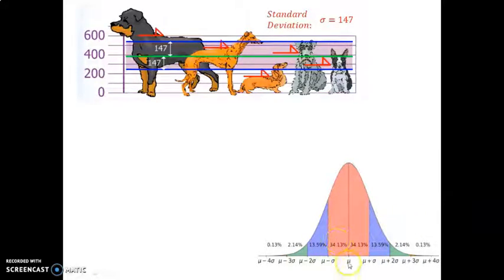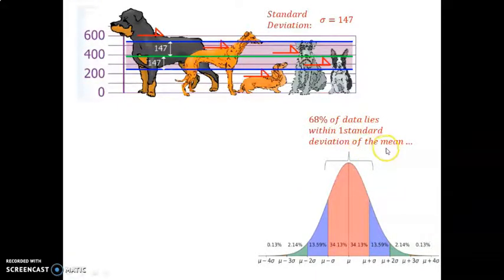First of all, if you go one standard deviation from the mean, so one down or one above, you can see is 34 plus 34. About 68% of the data is within one standard deviation of the mean. So back in our dog example, we can apply that as well, but let's show that here. So again, 68% of the data lies within one standard deviation of the mean. So for our dog example, same thing.